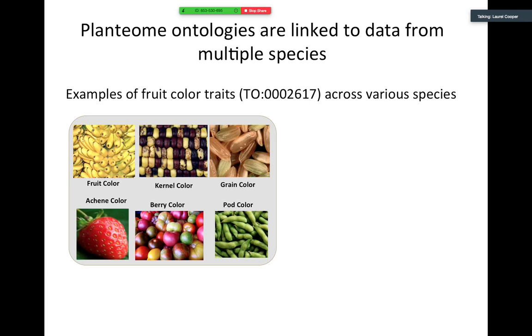As I mentioned before, the Planteome ontologies are linked to data from many, many species, and I'll give you some numbers about that in a moment. But this is just one of our examples that we like to show people of some of this diversity across plant species when you're looking at fruit color traits. So all of these pictures show different fruit colors in different crops. This is wheat and corn. The kernels, the caryopsis, are actually a fruit. The banana fruit, tomatoes, which are actually a berry, soybean pods.